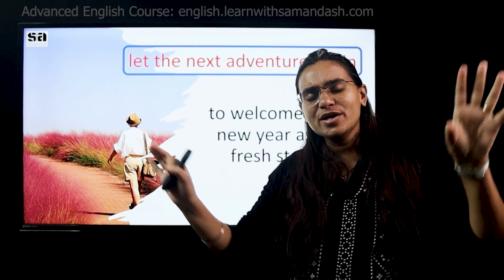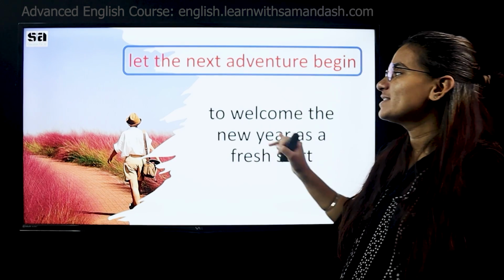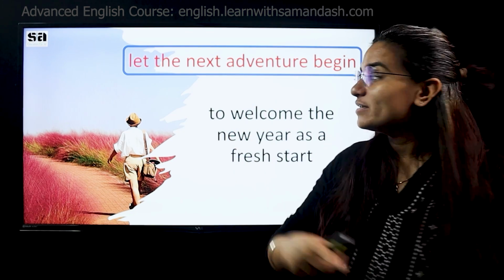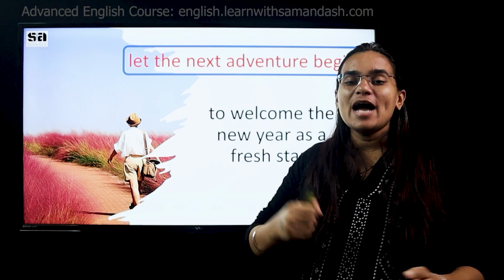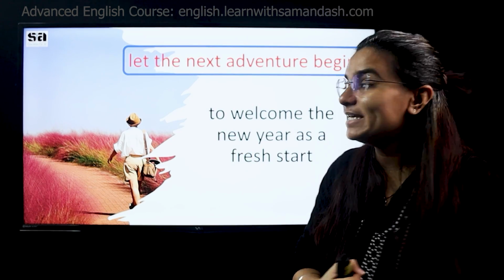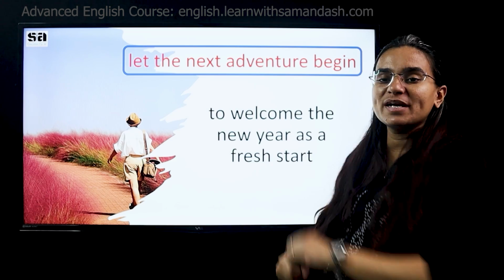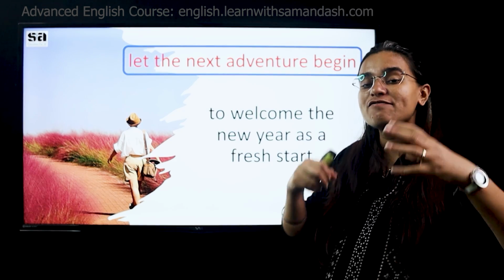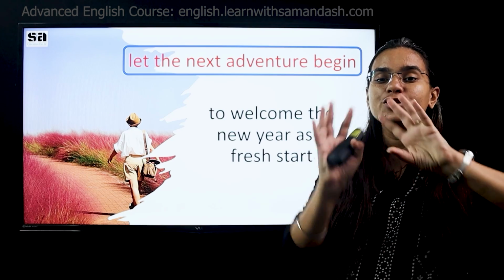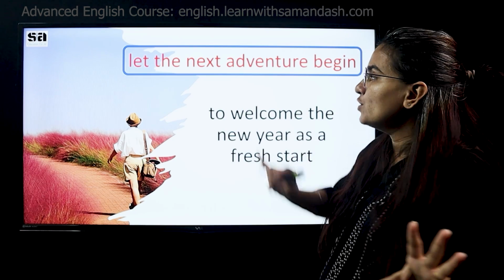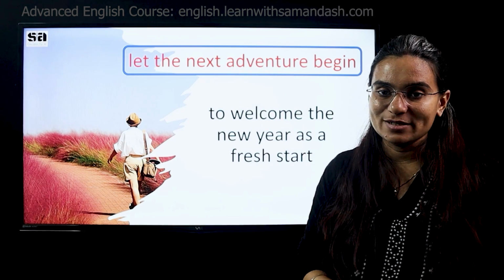Old way: happy new year, I wish you a happy new year. You can instead say, let the next adventure begin with 2024. You can say, I hope you had a blast in 2023. Let the next adventure begin in 2024. It's a fun and very advanced way of saying to somebody that the new year is beginning and you want their new year to have a lot of adventures in it.